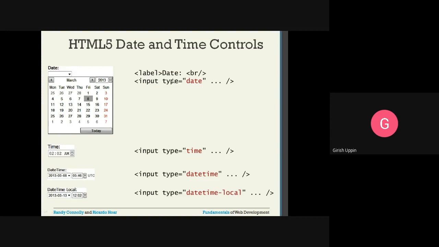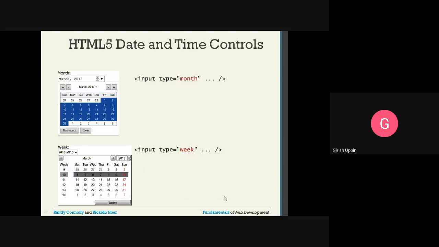First one is the date control. So label date, then input type is equal to date. When you say type is equal to date, it will show up a calendar where users can click, and the date will be selected. And for selecting the time, input type is equal to time. And next one is date time. If I want a date as well as time, you can use the control date time. And if you want the local time, then you can use input type is equal to date time hyphen local.